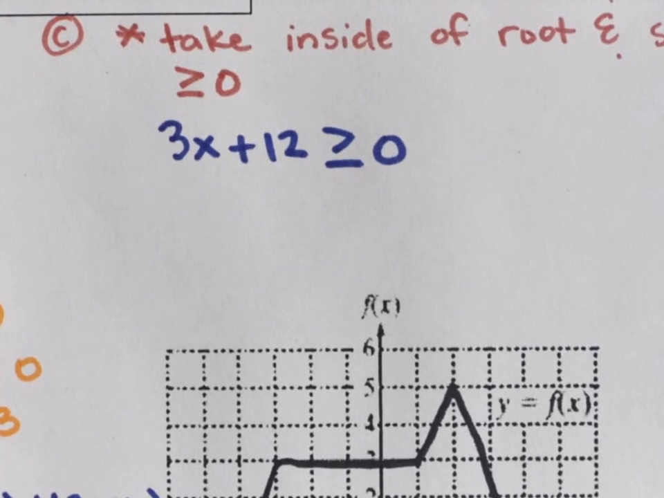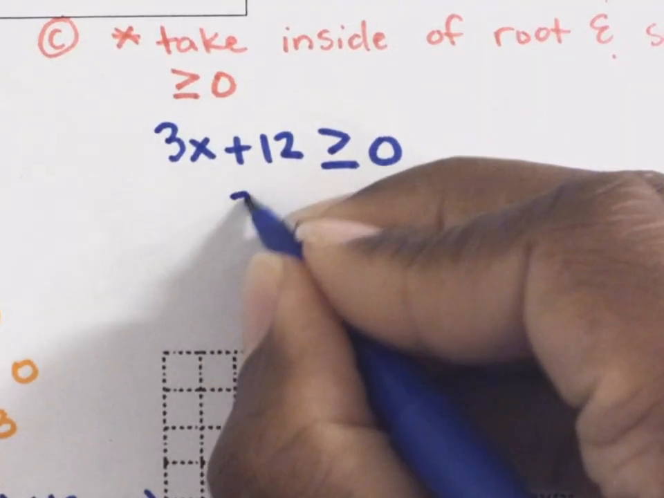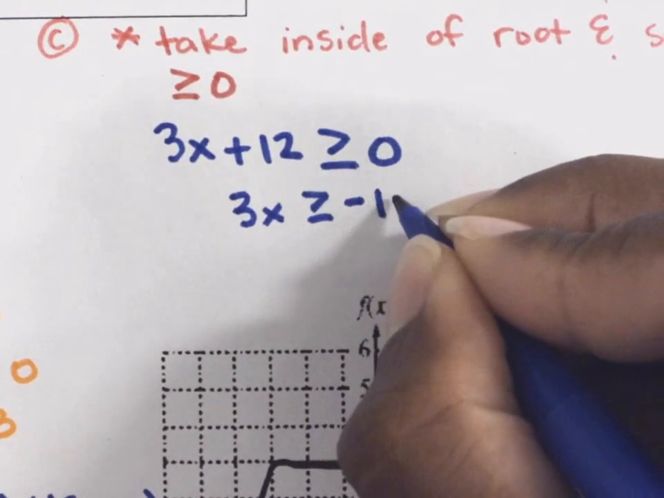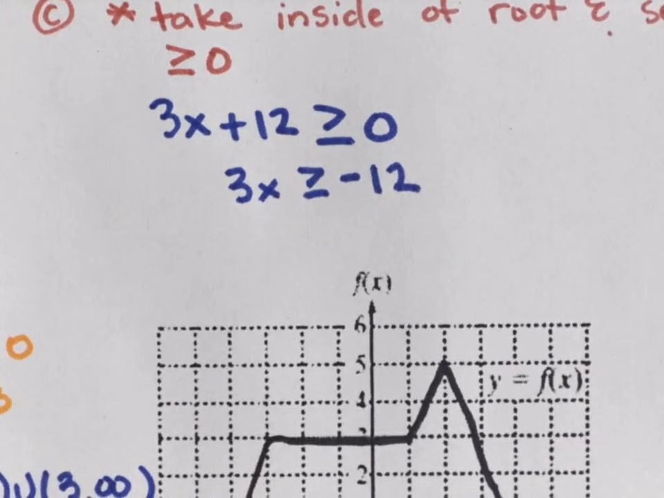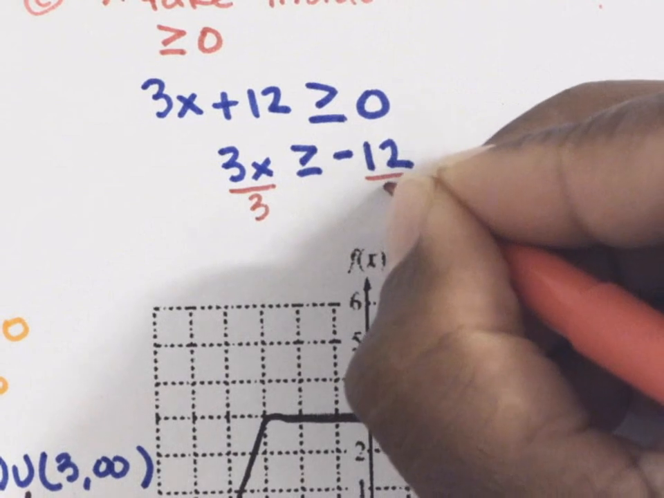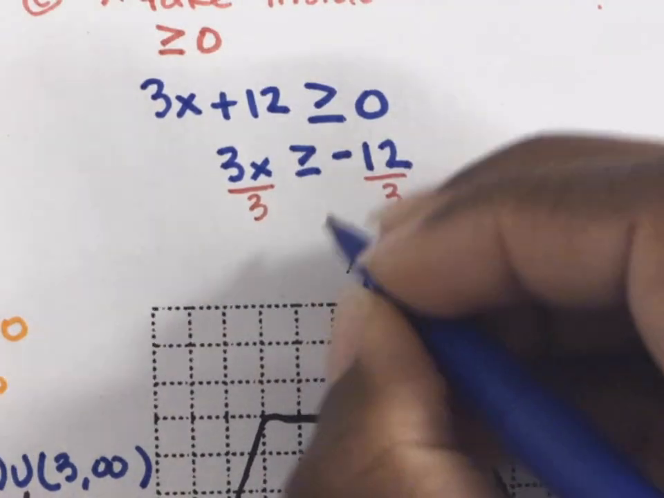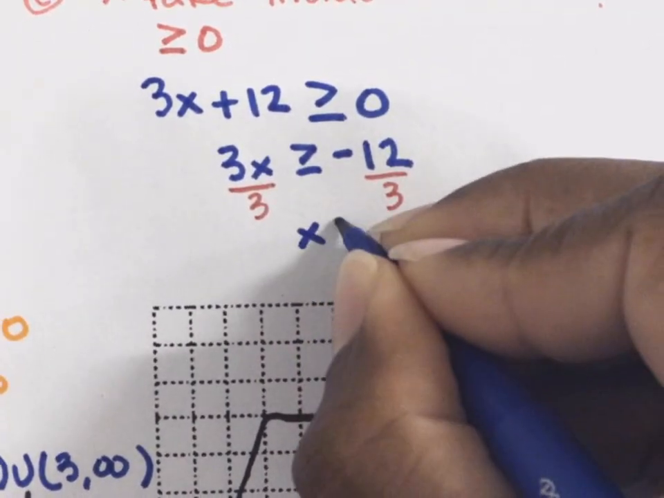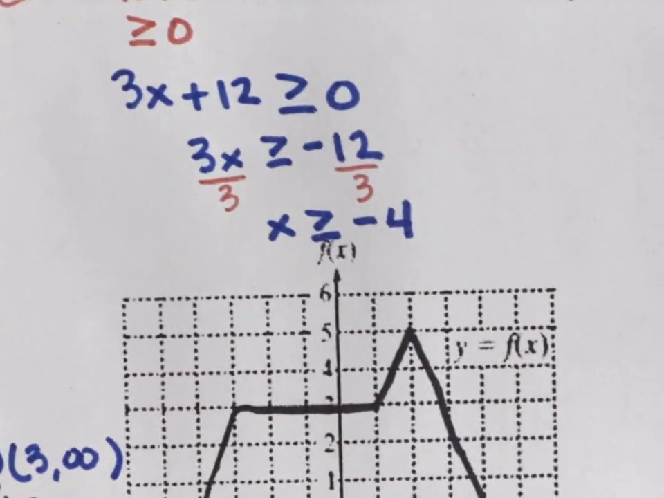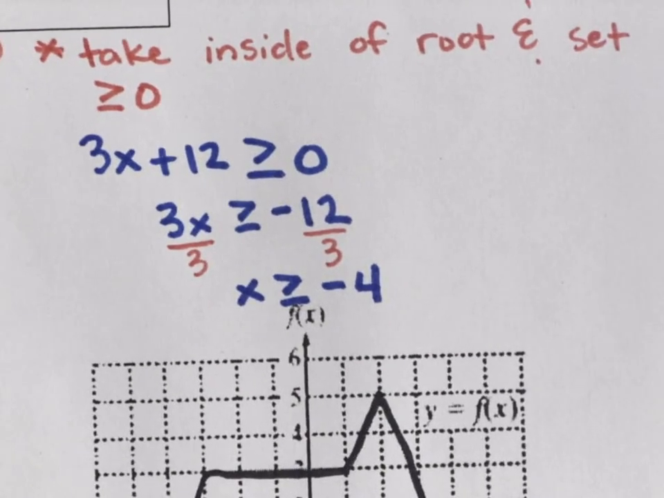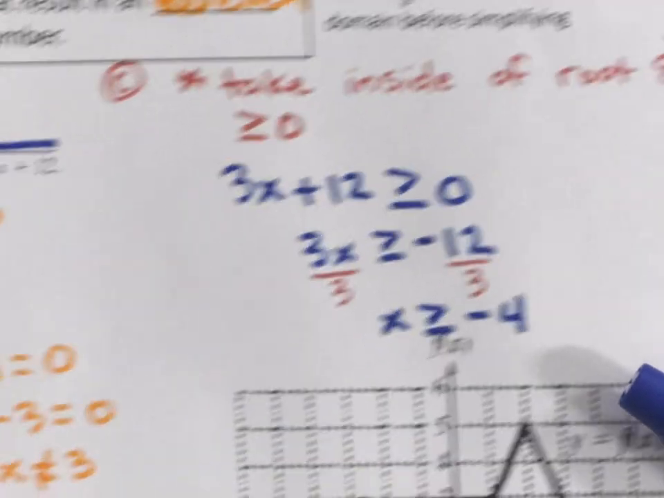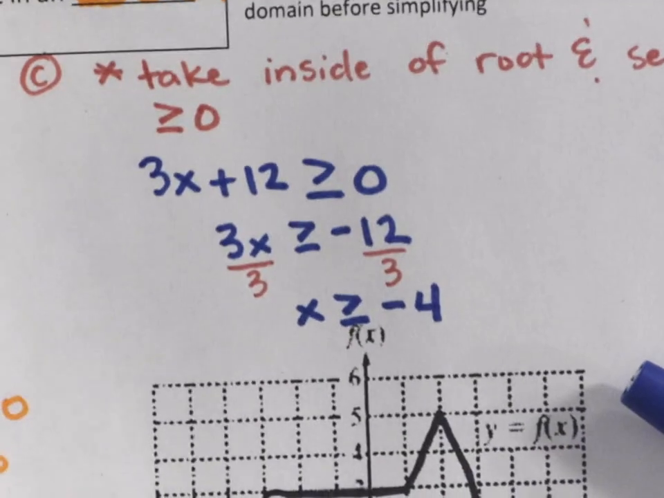What would you do first? Subtract 12 from both sides. Sounds great to me. 3x is greater than or equal to what? Negative 12. Then you would divide both sides by 3. And my answer is x is greater than or equal to -4. Right?